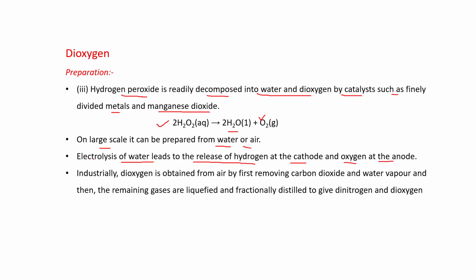I think you are familiar with this electrolysis of water. Industrially, dioxygen is obtained from air by first removing carbon dioxide and water vapor, and then the remaining gases are liquefied and fractionally distilled to give dinitrogen and dioxygen. In simple way, we can say by the fractional distillation of liquid air, we will get dioxygen and dinitrogen.